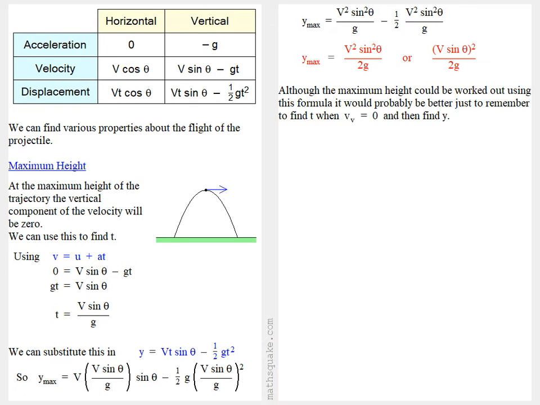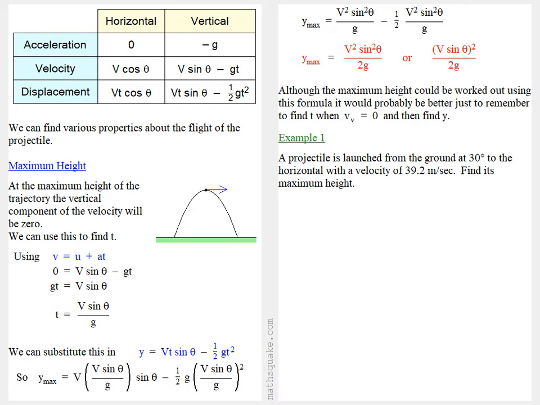Although in a problem the maximum height could be worked out using this formula, it would probably be better just to remember to find t when the vertical component of the velocity, vv, is equal to 0, and then find y.